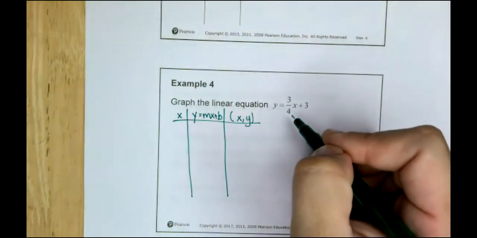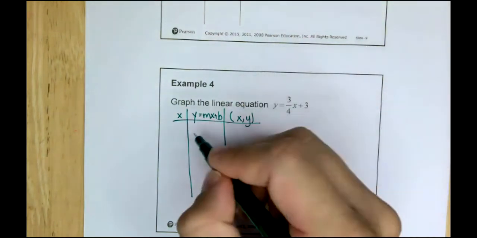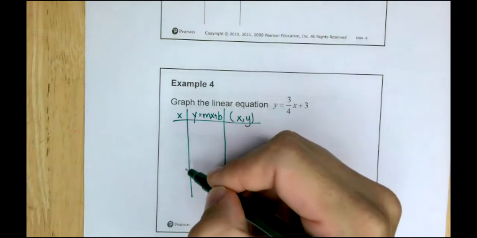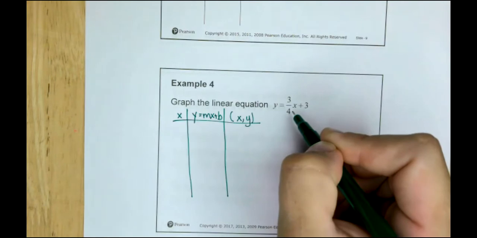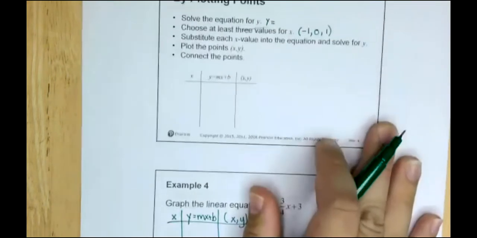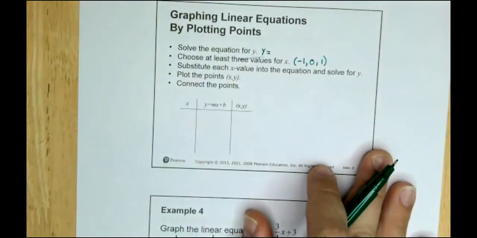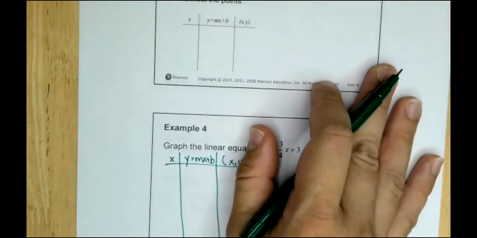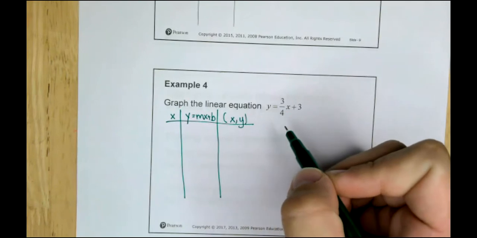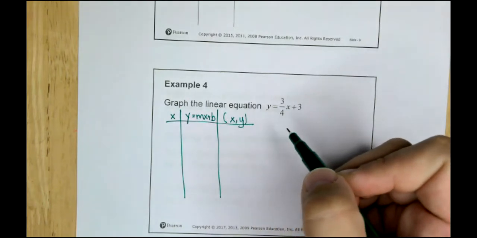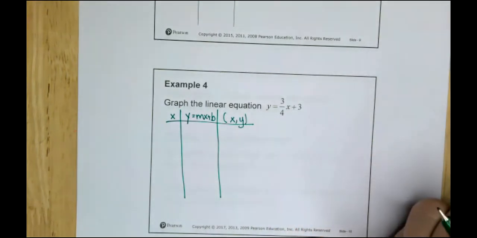Because there's a fraction, I'm not going to use -1, 0, +1. I'm going to use 4, because I'm multiplying by that number. And if I multiply by 4 and the fraction has a 4 in the denominator, I'm making it easier for myself. I won't get a decimal or a fraction. Okay.